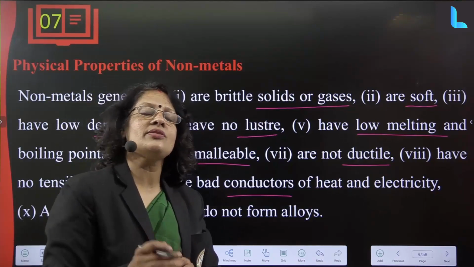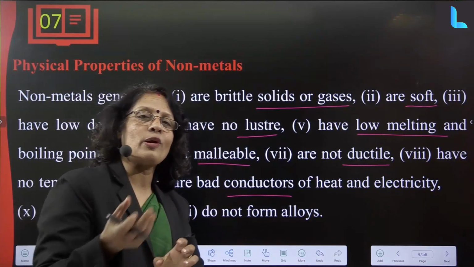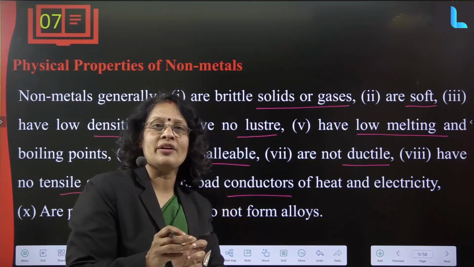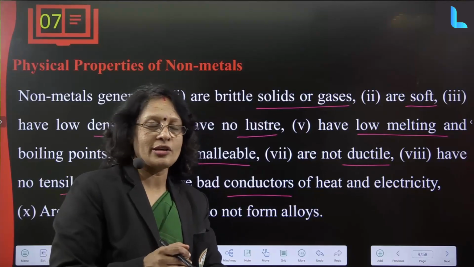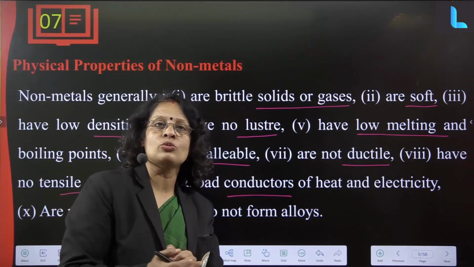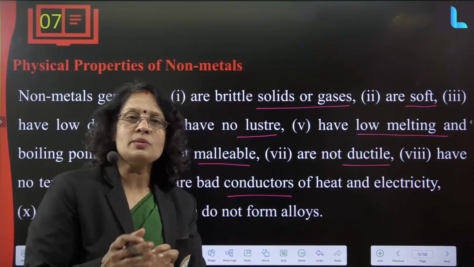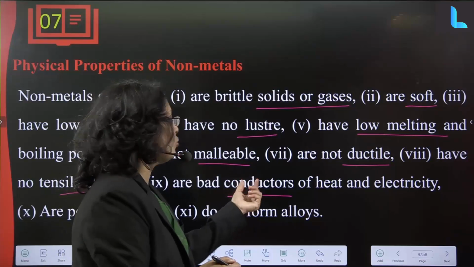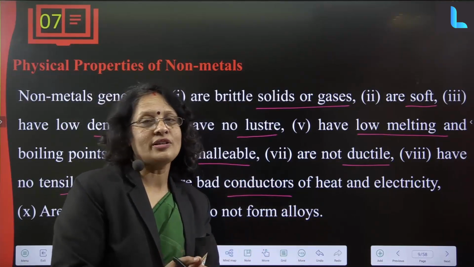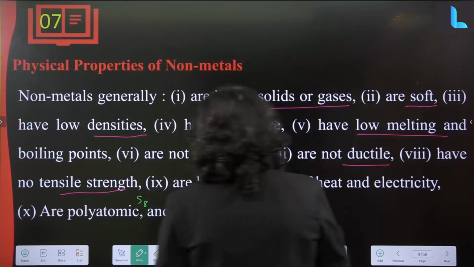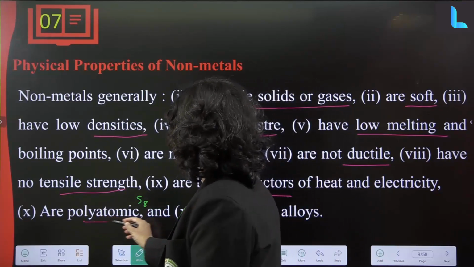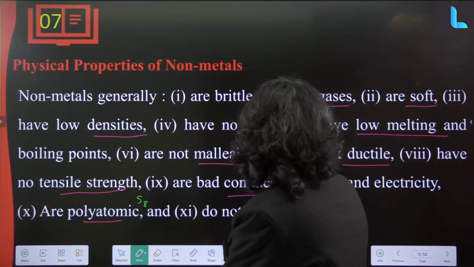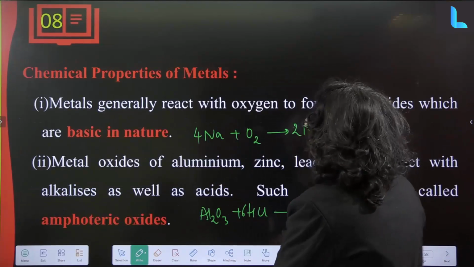I have discussed this in previous classes: for electric current or heat to go from one end to another, some medium is required. In solids it always goes via electrons, and in liquid or molten state it always goes via ions. So the passage for electric current is provided via ions or electrons. Here there are no free ions or electrons, so they are not able to conduct heat and electricity. They are polyatomic, for example sulfur S8 has 8 atoms, and they do not form alloys, or it is difficult for them to form alloys.